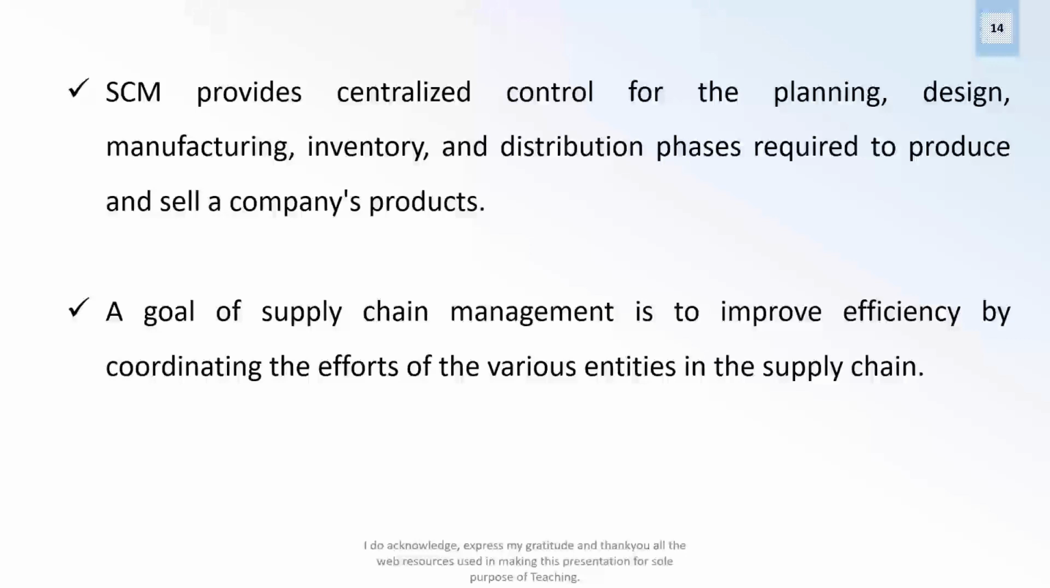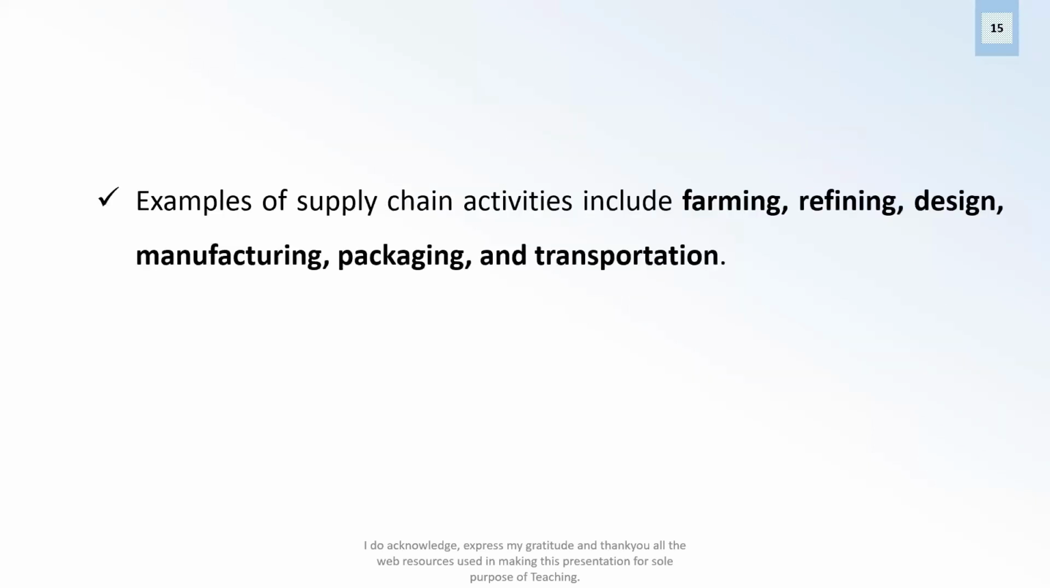We already discussed this. It's a centralized control, centralized management concept. And the objective or goal is to improve efficiency by coordinating the efforts of various entities in the supply chain. That is also very important. It ensures that coordinated efforts are moving in the direction which ensures timely delivery of the products to the customer. Supply chain is used in all these industries, by the way. It could be farming, refining, design or manufacturing, packaging, transportation; all these are examples of supply chain.